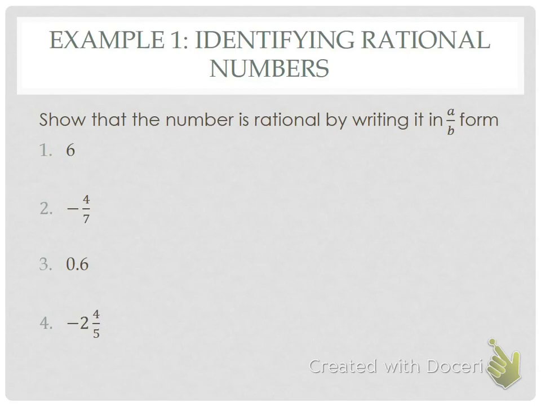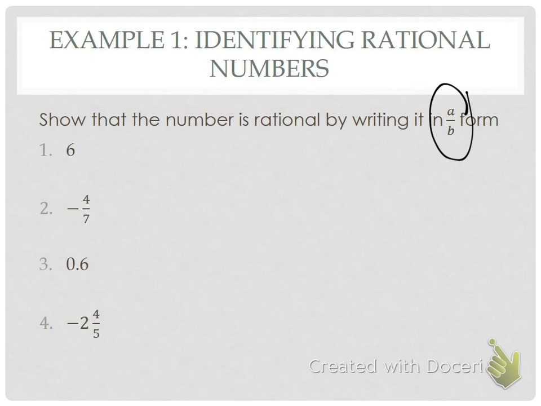Now, you've got a section here that says, show that the number is rational by writing it in this form. Well, what is that? A over B. What do we call that? A starts with an F. Fraction. Yes, it's a fraction. A over B. So what do they want us to do? They want us to write these numbers as fractions. All right, so let's do it.